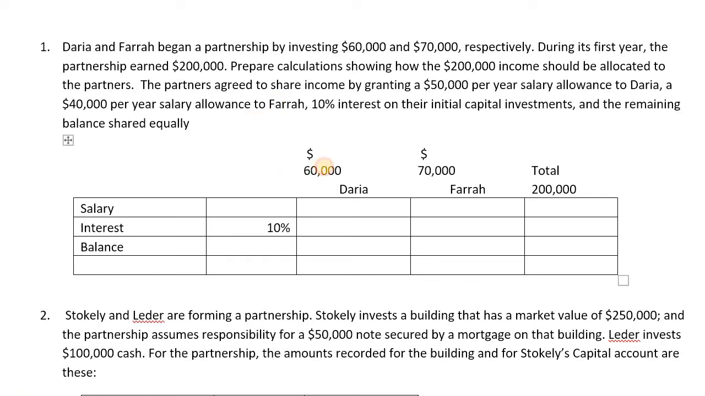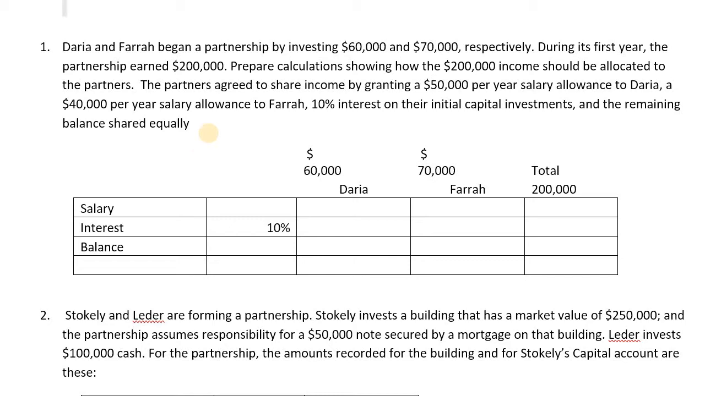Notice I like to put the $60,000 and the $70,000, the investment, up here, and I like to put the amount of income there. You don't have to, but it works for me. Prepare a calculation showing how the $200,000 income should be allocated to the partners. The partners agreed to share income by granting a $50,000 per year salary allowance to Daria, a $40,000 per year salary allowance to Farah, 10% interest on their capital investments, and the remaining balance to be shared equally.